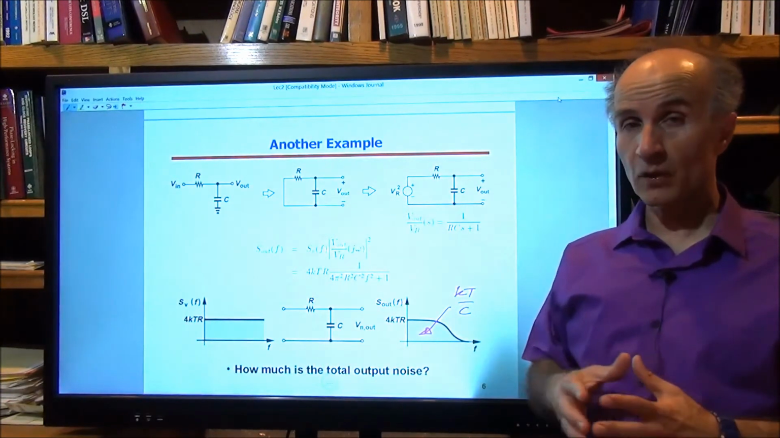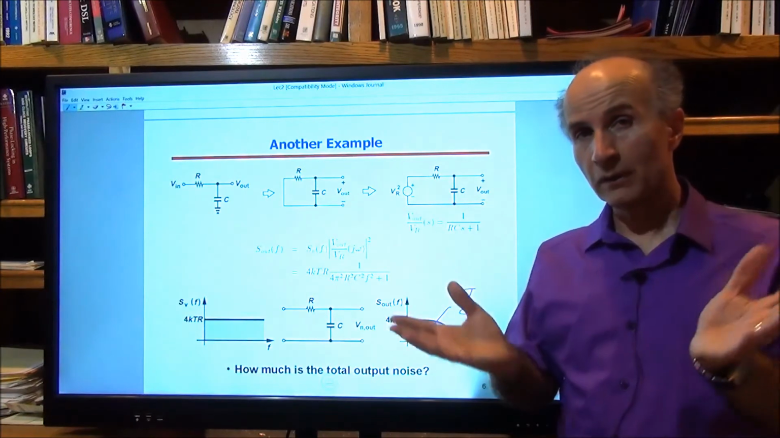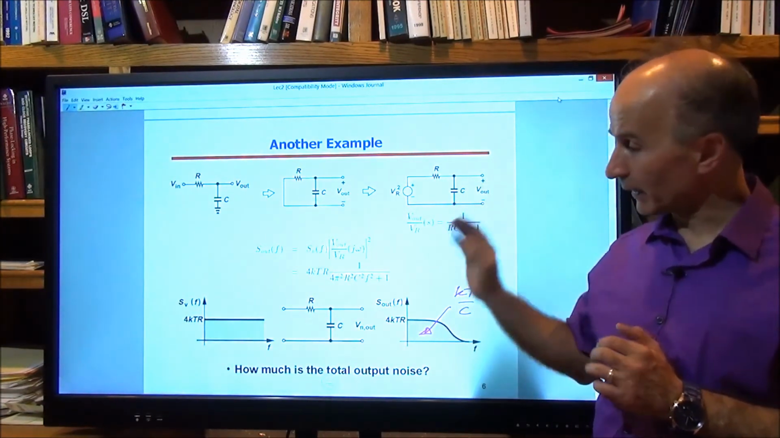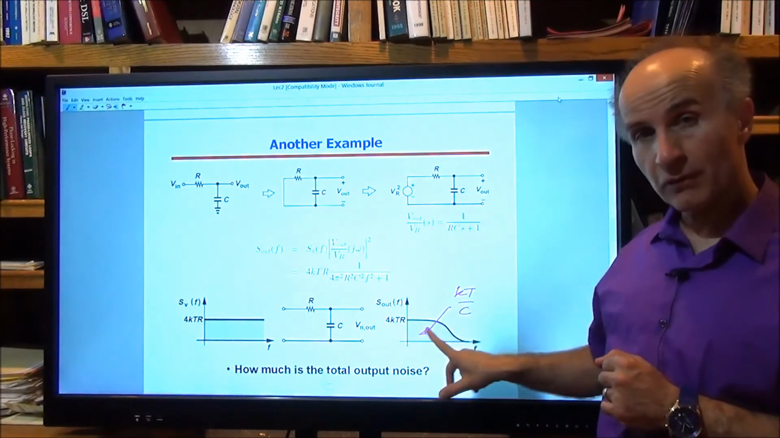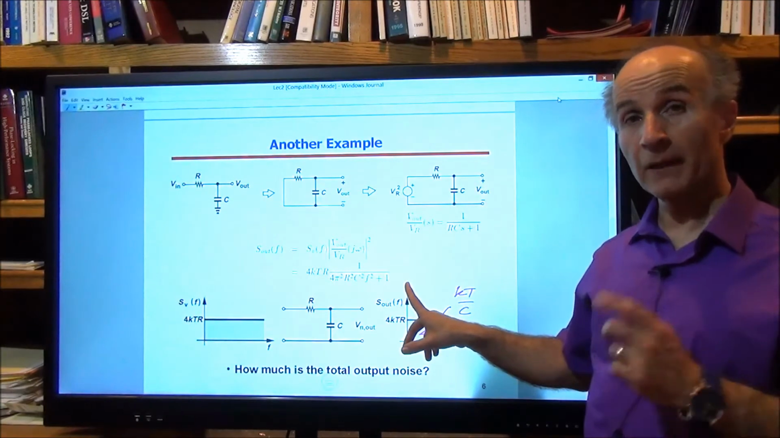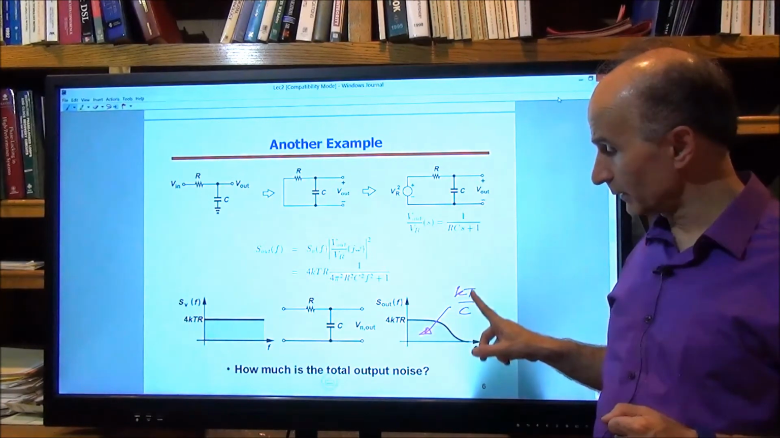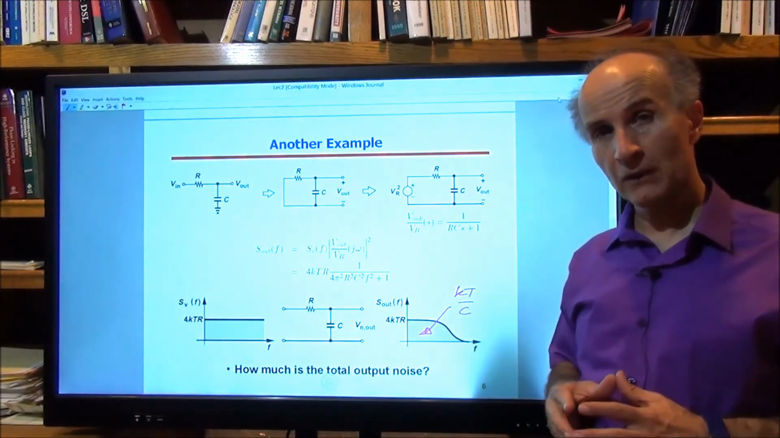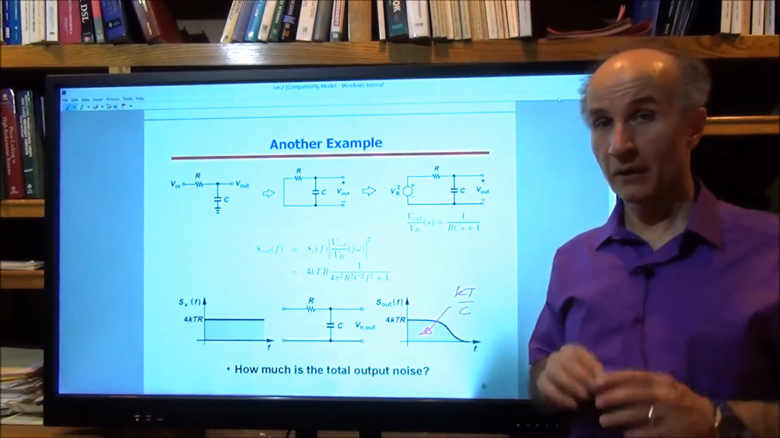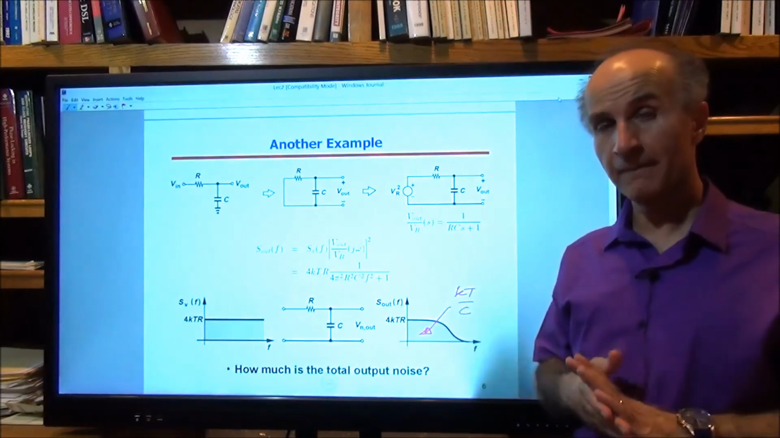Now, in some cases, we are interested in the total output noise that this circuit produces. And for that, we have to integrate this spectrum from 0 to infinity, meaning this quantity here. And if we do that, we obtain kT over C. kT over C has a unit of volt squared, not per hertz anymore, because we integrate it.